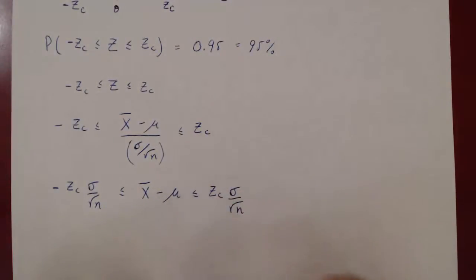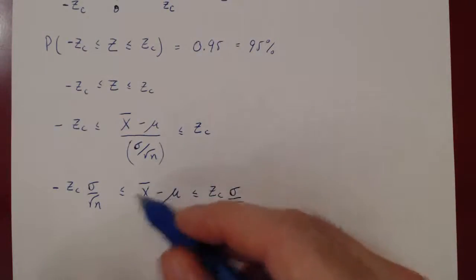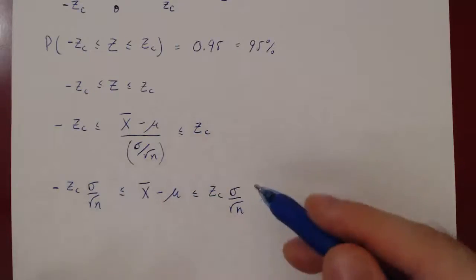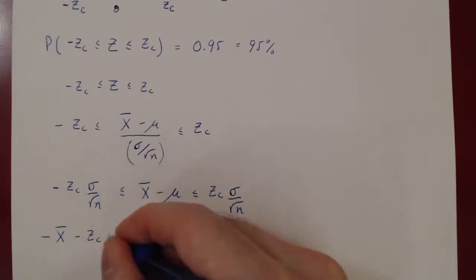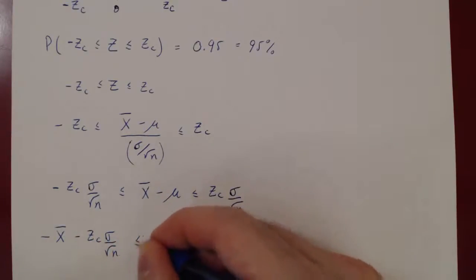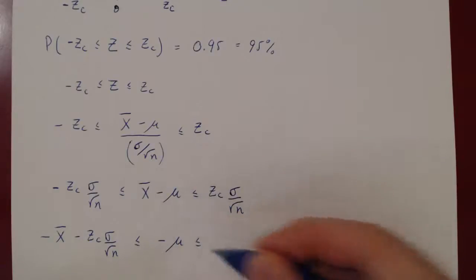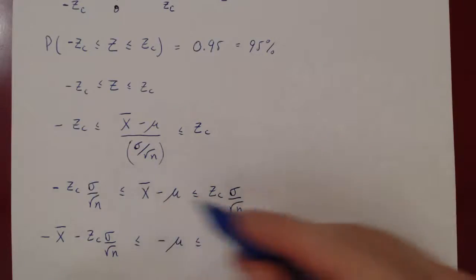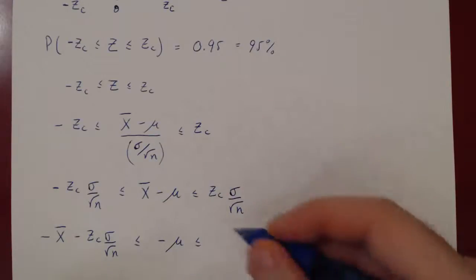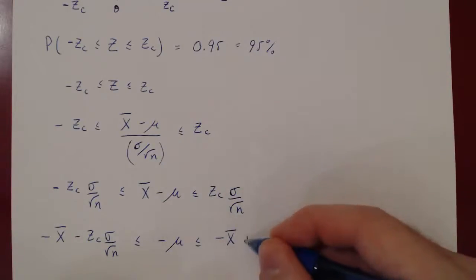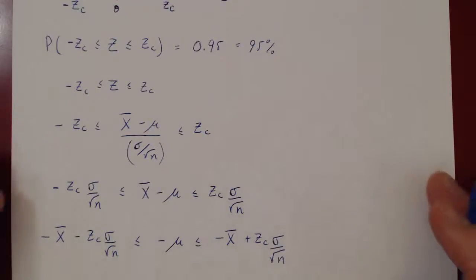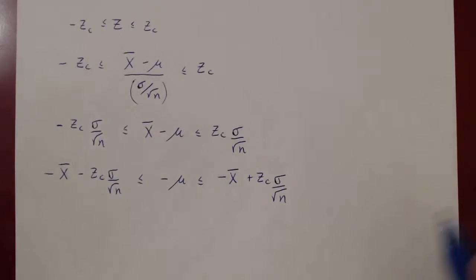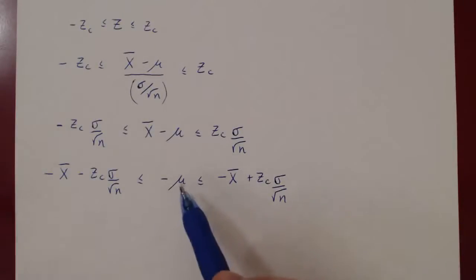We're trying to isolate for mu. Well, subtract x bar across, so you'll have here negative x bar minus ZC sigma over root of n is at most negative mu, and we subtract x bar from every term, so we'll get here negative x bar plus ZC sigma over root of n. And we're almost done. We wanted an interval for mu, not negative mu, so here we'll simply negate across the board.